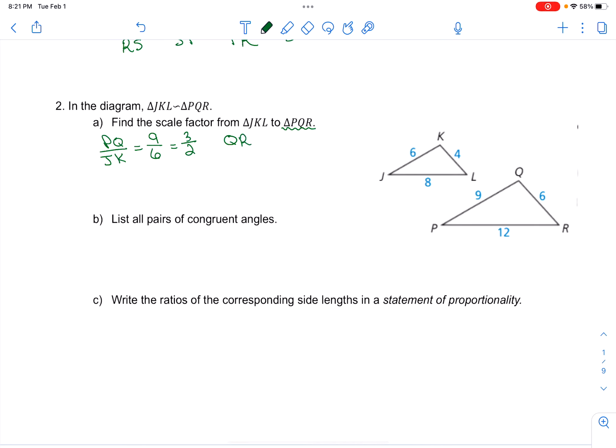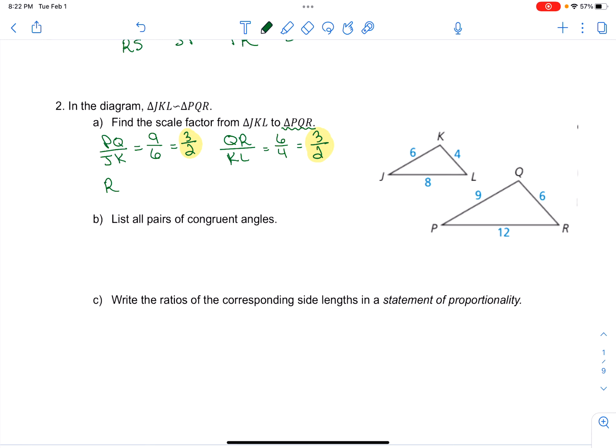Next, I will do QR to KL. QR was 6, KL was 4. 2 goes into 6 3 times and into 4 twice. So already looking good here. We have the same scale factor for these two.